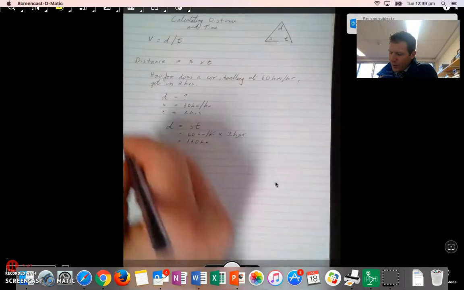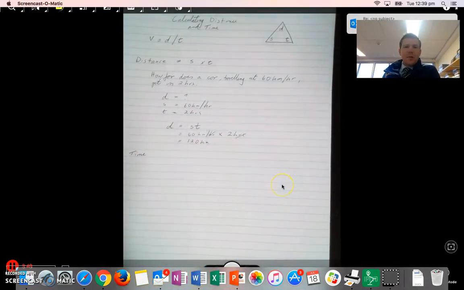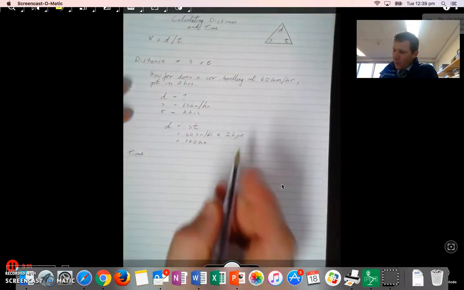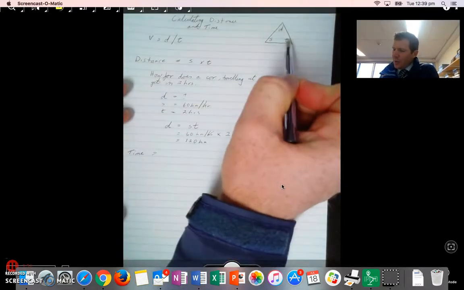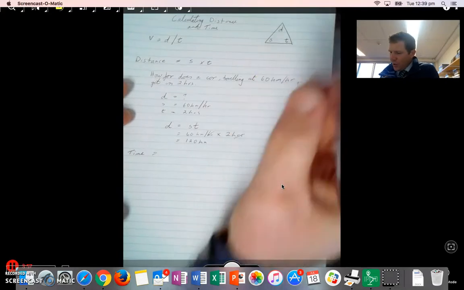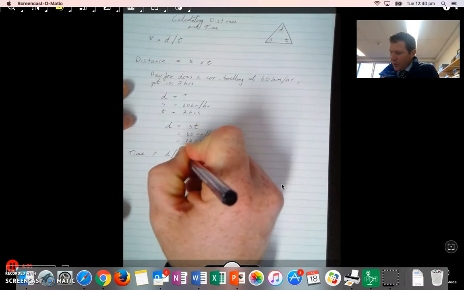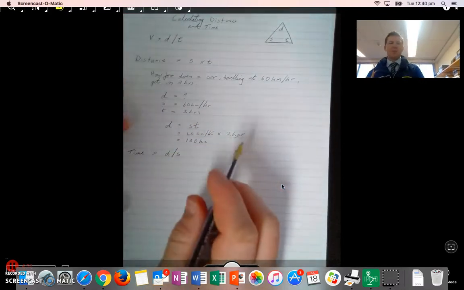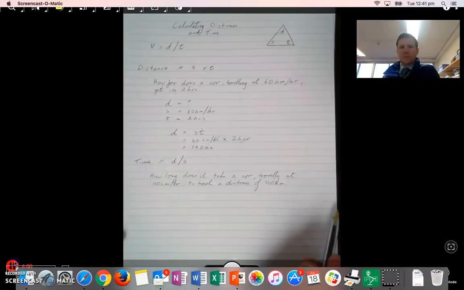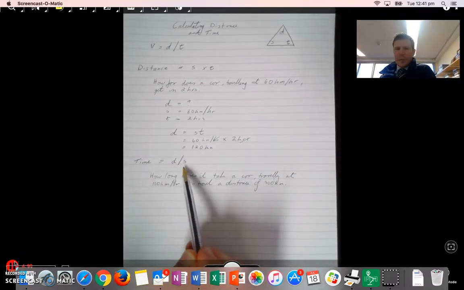All right, and now the same thing is going to go for time. So if I want to calculate time, I want to look over here and go, time is down the bottom, and I've got distance and speed. So time is going to equal distance divided by speed. Okay, so time equals distance over speed. So I can put that in.